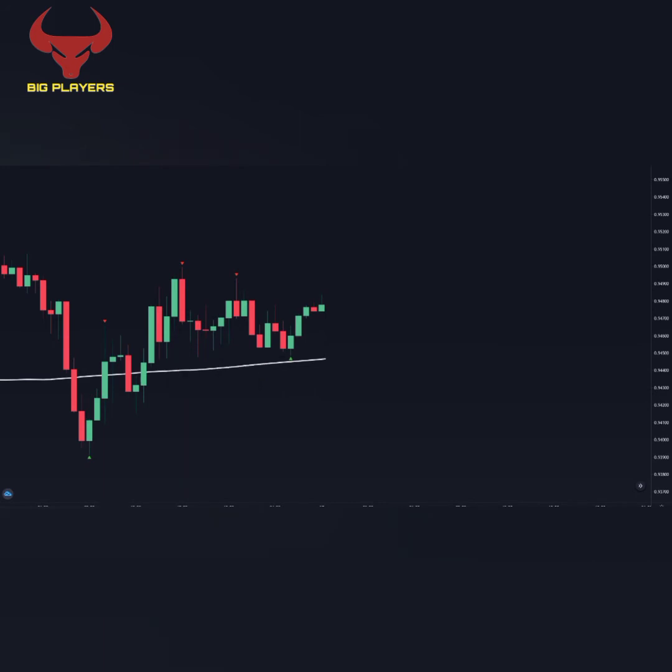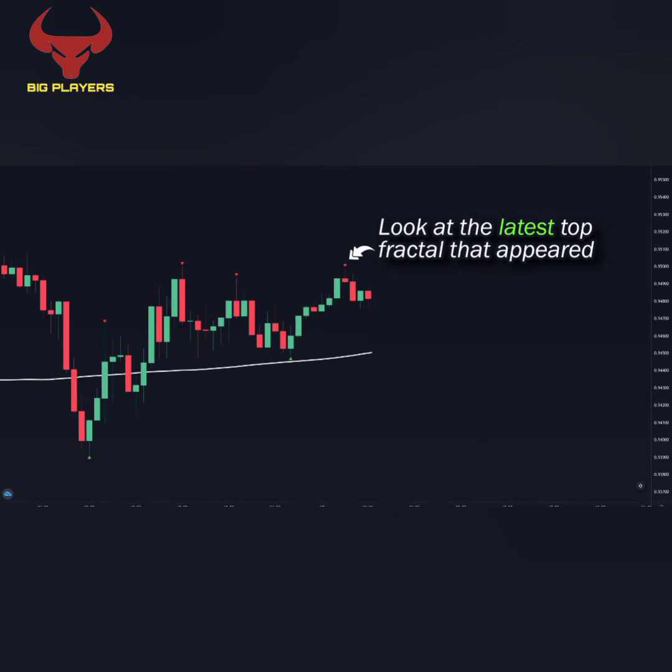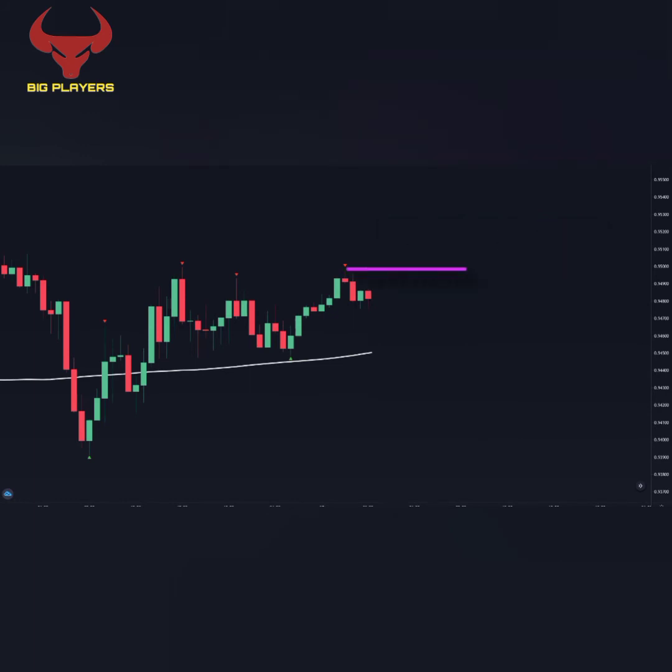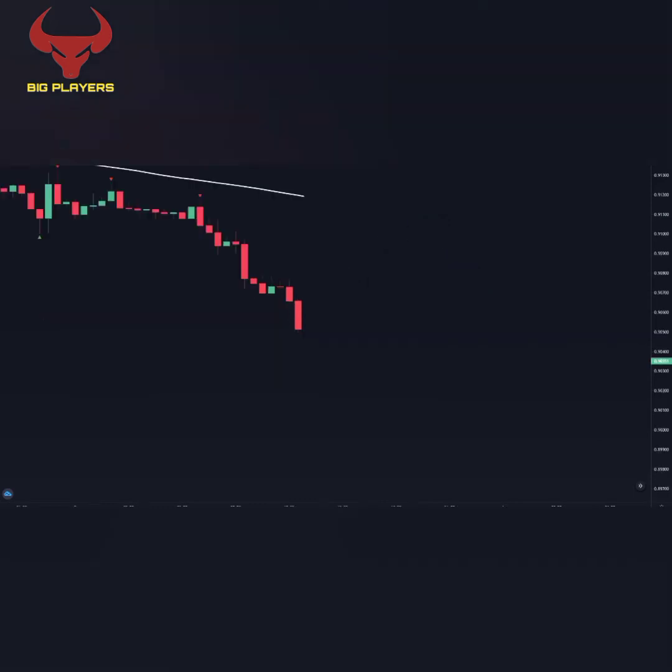So the first step is you want to look at the latest top fractal that appeared. Then, you want to wait for the closing price to break out above that top fractal. Once this happens, you take a buy position. It's the same for sell positions as well.